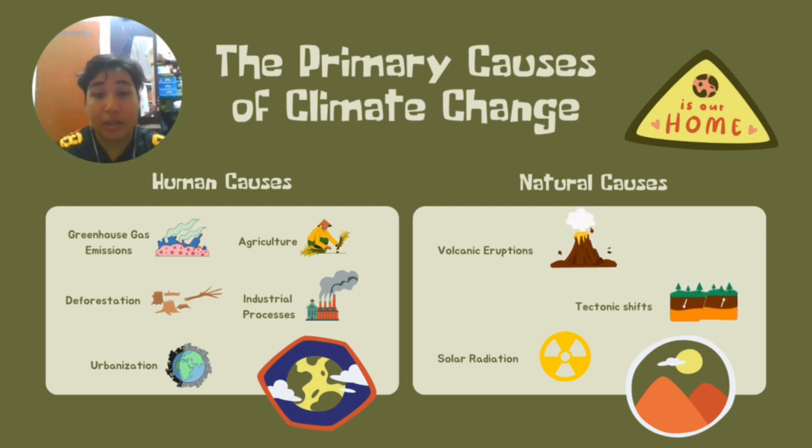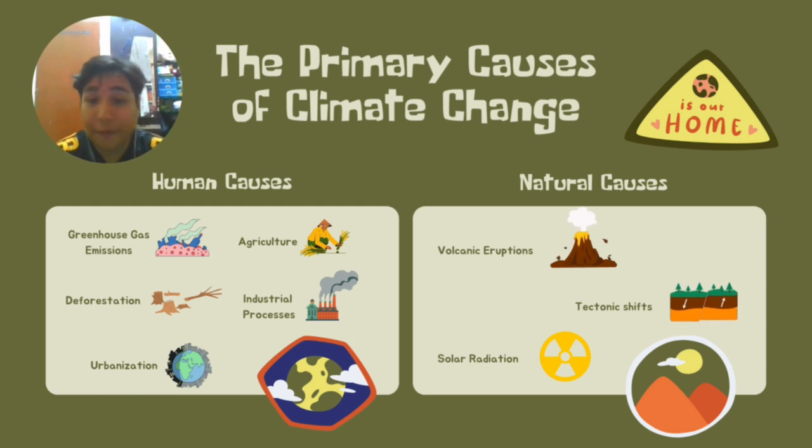Next, we are going to talk about the human-induced factors. First of all is greenhouse gas emission. The burning of fossil fuels, which are coal, oil, and natural gas, releases greenhouse gases like carbon dioxide, methane, and nitrous oxide into the atmosphere. These gases trap heat, leading to the greenhouse effect and global warming.